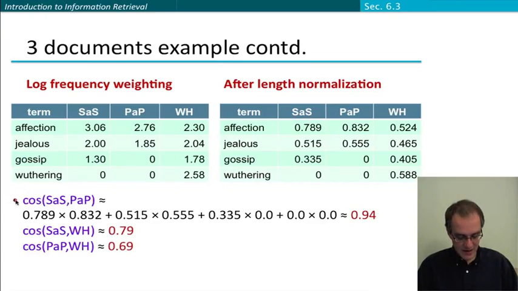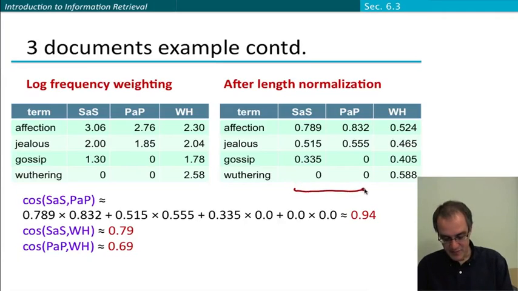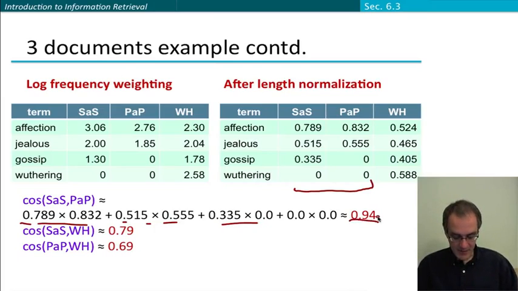Okay, so the cosine similarity between Sense and Sensibility and Pride and Prejudice is taking these pairwise products and summing them together, and it gives us a cosine similarity of 0.94, so they're very similar. Then we can do it for the other cases, and for Sense and Sensibility and Wuthering Heights, it's 0.79, and for the final pair, it's 0.69.